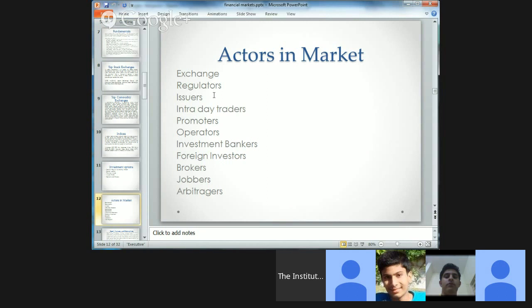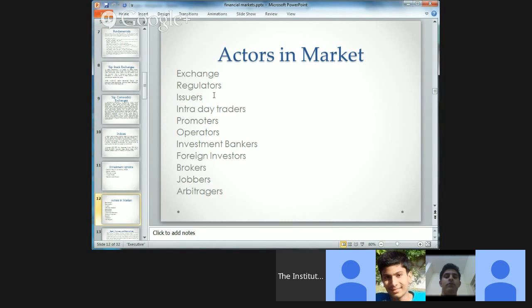We have brokers. Every exchange has certain brokers, or stock brokers, who are going to manage your portfolios. They are going to take some brokerage from you. In certain countries, the retail public cannot trade directly. They have to go via a broker. For example, in India, you have different broking firms.